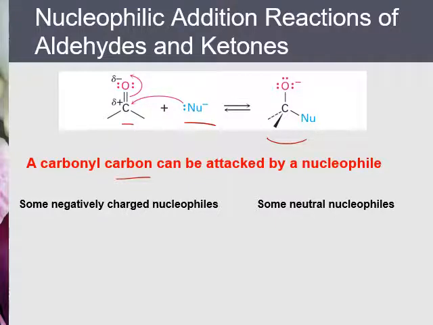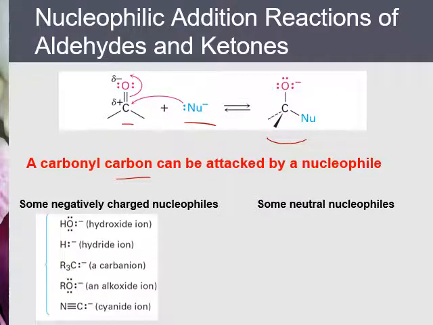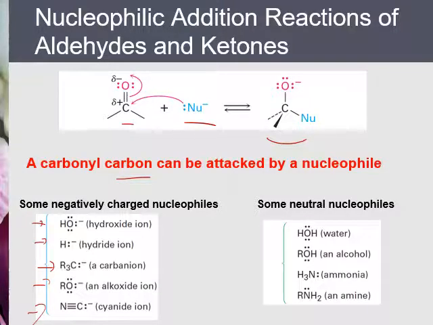So a carbonyl carbon can be attacked by a nucleophile. Here are some nucleophiles. These are negative charged nucleophiles: hydroxide, hydride. Carbanion comes from Grignard reagent, alkoxide, cyanide, and these are very strong nucleophiles. Here are some neutral nucleophiles: water, alcohols, amines. They all have lone pair electrons, and they are nucleophiles, but they don't have negative charge, so they are weaker than the negative charged nucleophiles.